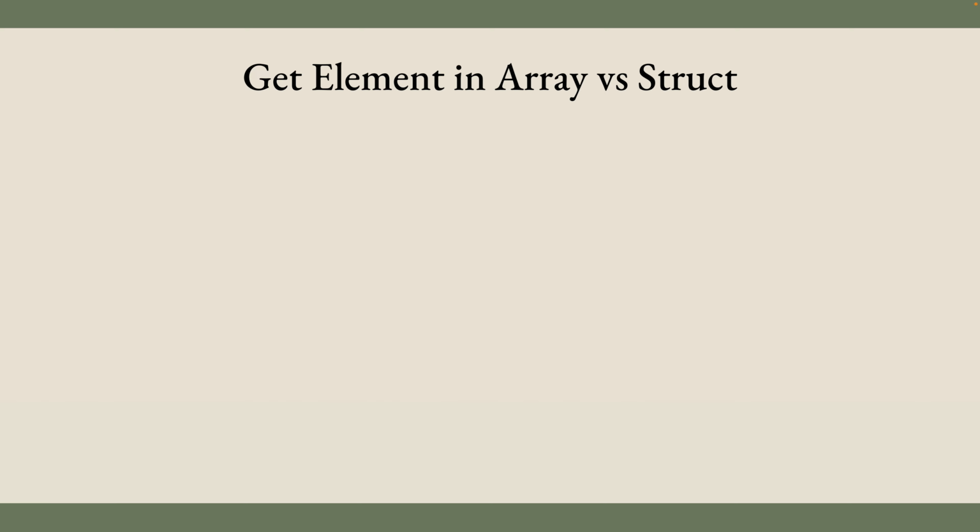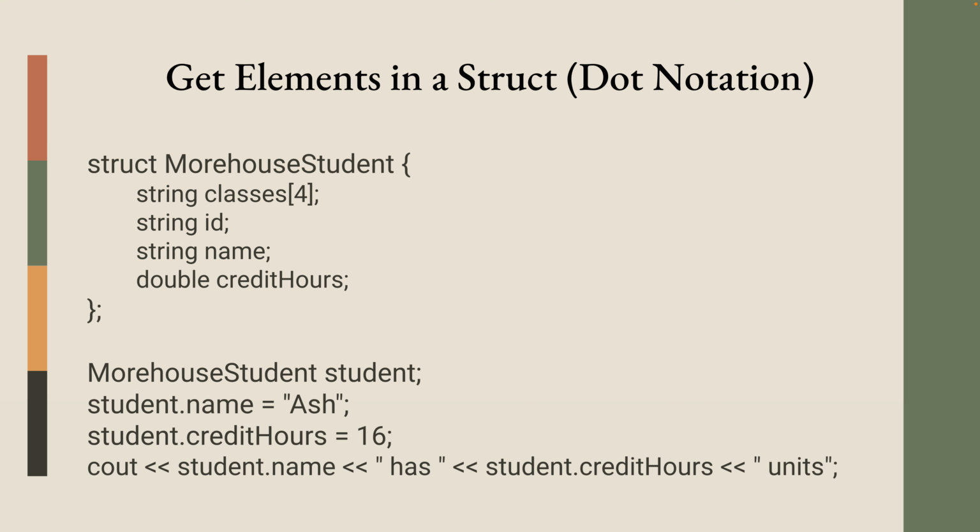Okay. So the struct is not assuming it's its own function? It's essentially its own data type. We've defined a new data type called Morehouse student that has these 4 variables inside of it. So would that all go from the main function? It can go inside the main function, yeah.